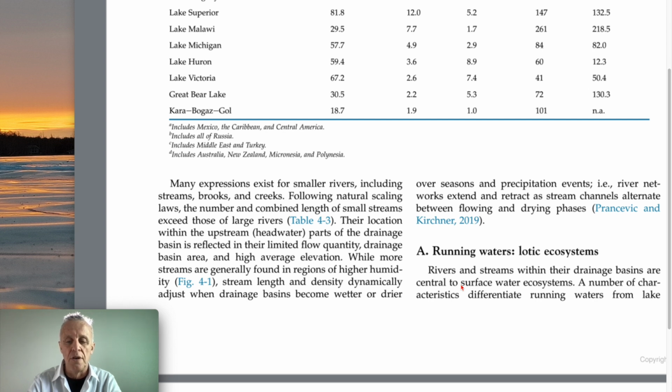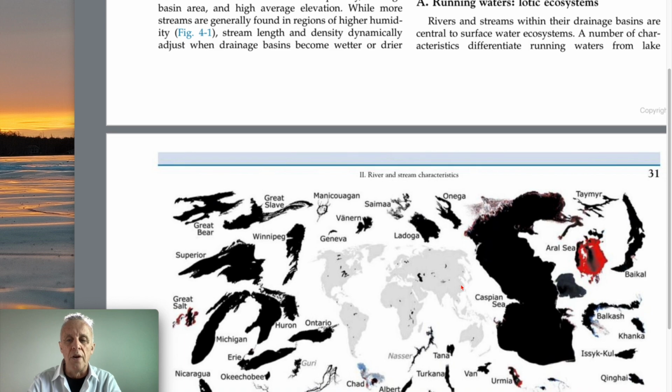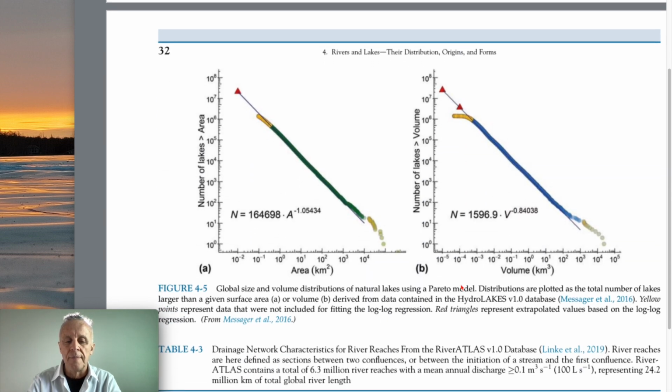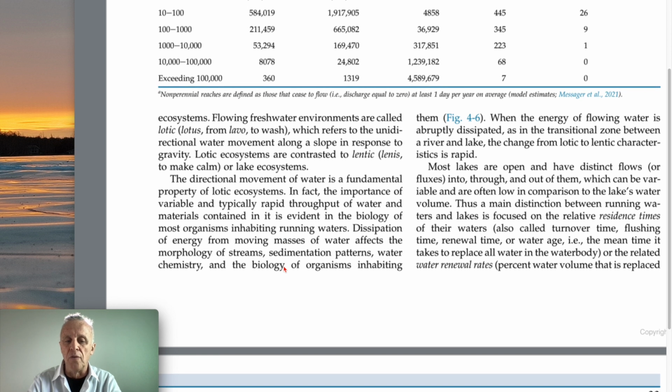A. Running waters, lotic ecosystems. Rivers and streams within their drainage basins are central to surface water ecosystems. A number of characteristics differentiate running waters from lake ecosystems. Flowing freshwater environments are called lotic, lotus from lavo, to wash, which refers to the unidirectional water movement along a slope in response to gravity.